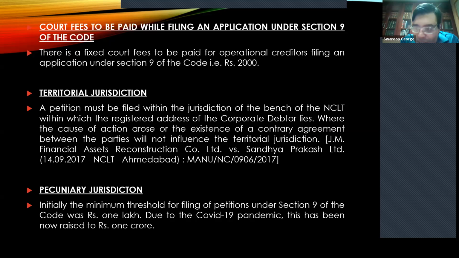So for example, if your registered address is in Delhi, it will be the NCLT Delhi. You can find on the NCLT website the various benches and their jurisdictions. So cause of action or any agreement contrary by the parties will not affect jurisdiction. You have to file as per the registered address of the corporate debtor. Pecuniary jurisdiction, initially it was 1 lakh. Because of the COVID-19 situation, it has now been increased to 1 crore, whether it's temporary or permanent, we don't know as of now.